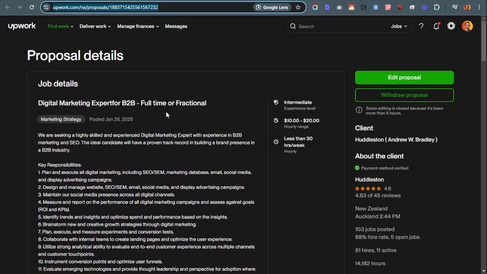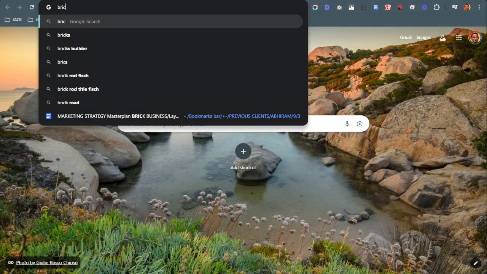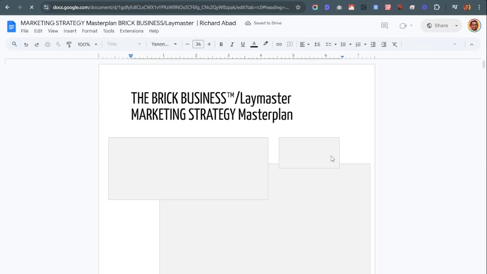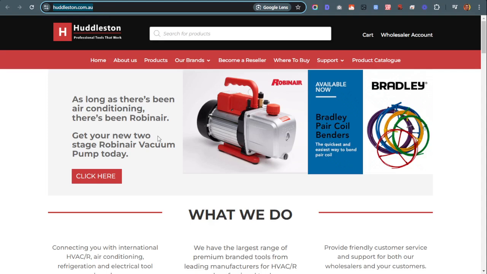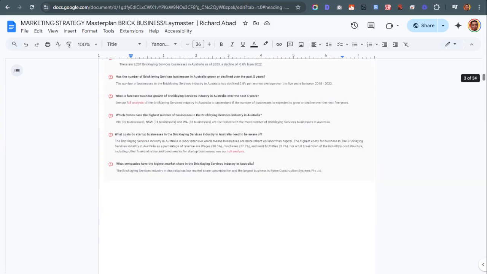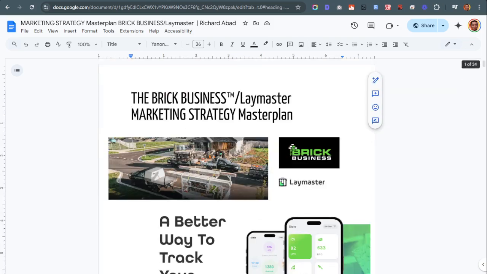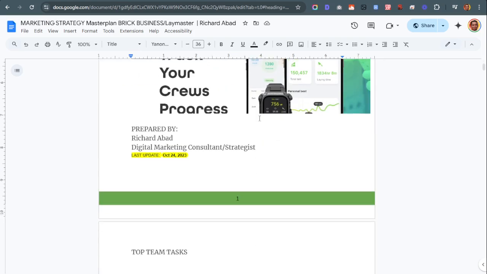For digital marketing expert for B2B, the first thing that I would do is create a roadmap, a digital marketing strategy roadmap, something like this, which is a similar work, but this one is from Australia. You mentioned being in New Zealand, but anyway, there might be a correlation there. This one's not really construction, but sort of related in the same industry that I did.